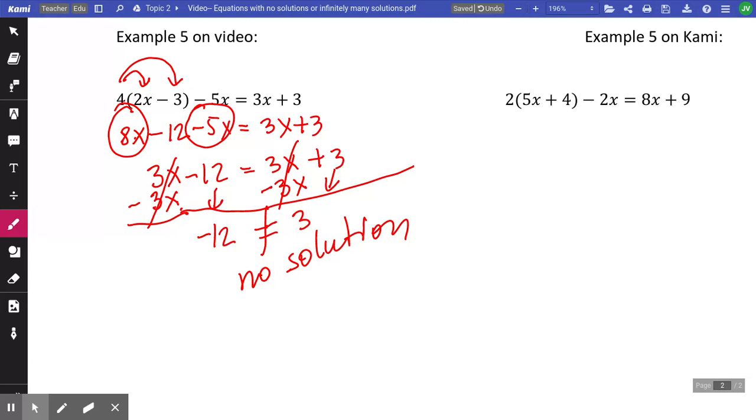Now pause the video, go to the Kami doc, complete that example, come back to the video for the answer, and submit the document for points. This is it. Please let me know if you have any questions.